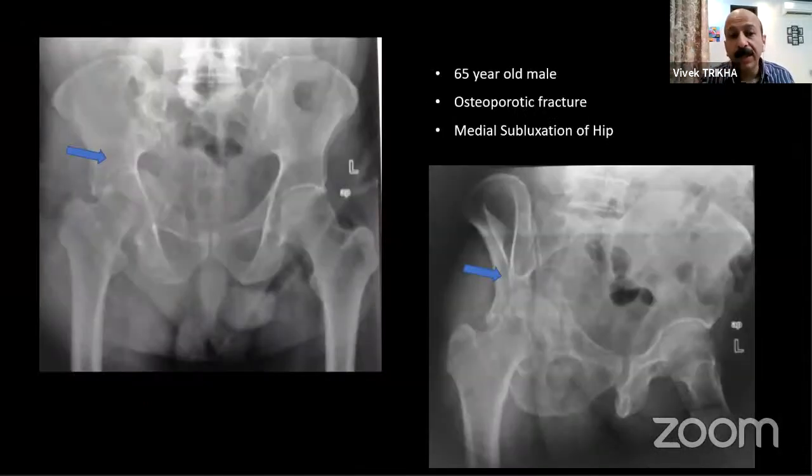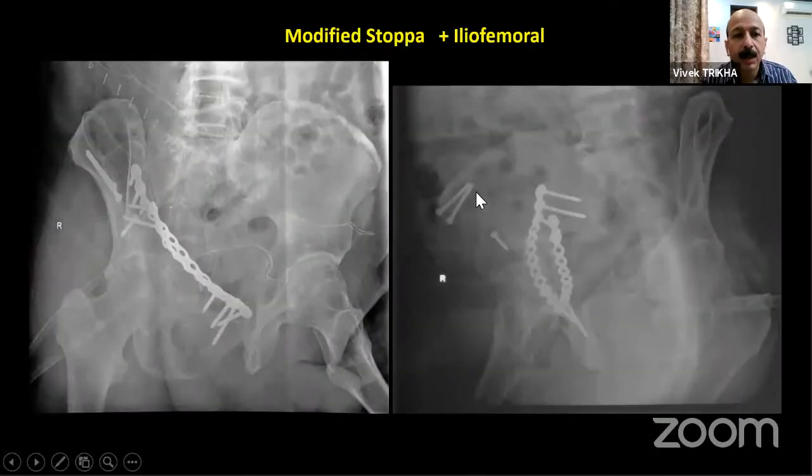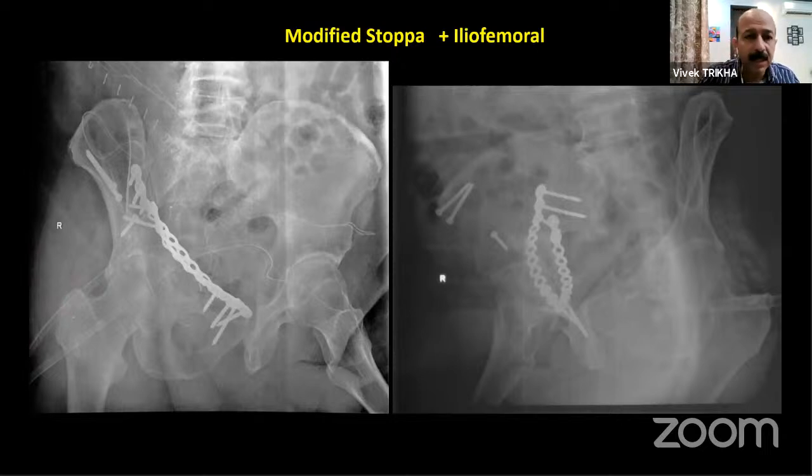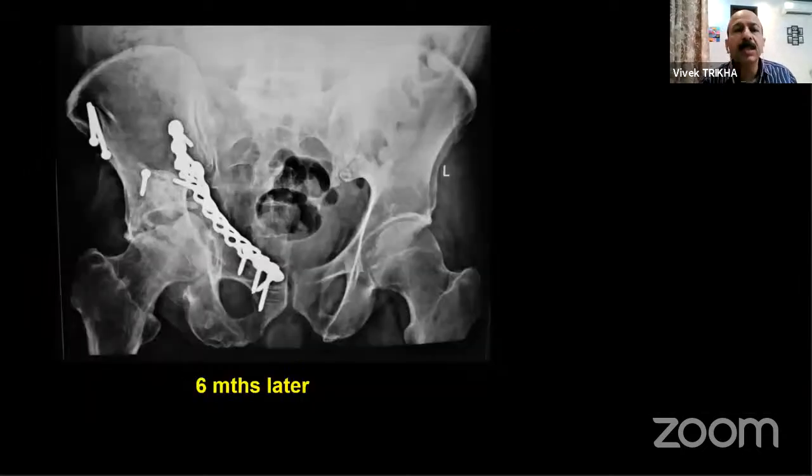Once you are an expert, you tend to extend your limits and think that everything can be done through this intrapelvic approach. This is a 65-year-old male, osteoporotic, with medial subluxation. See the amount of subluxation and the impaction. We tried to fix it with the intrapelvic and iliofemoral approach and achieved a fairly good congruency. You can see that the impaction had been reduced to a great extent, but 6 months later, it failed.